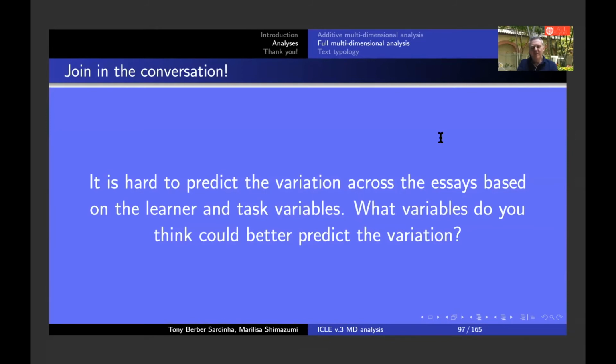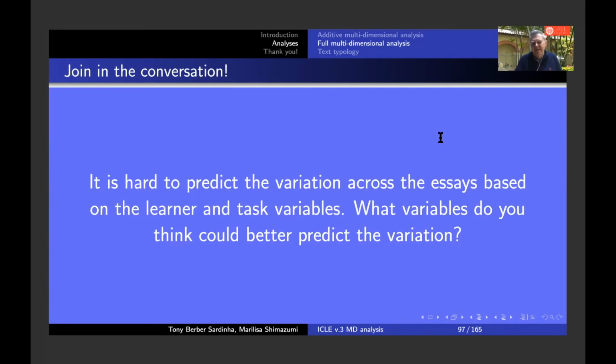So what variables do you think are driving the variation? What other variables could we look at? All right, give us your opinion. Go to the chat, please. We do appreciate your feedback very much. Okay, what other variables? Where is this variation coming from?